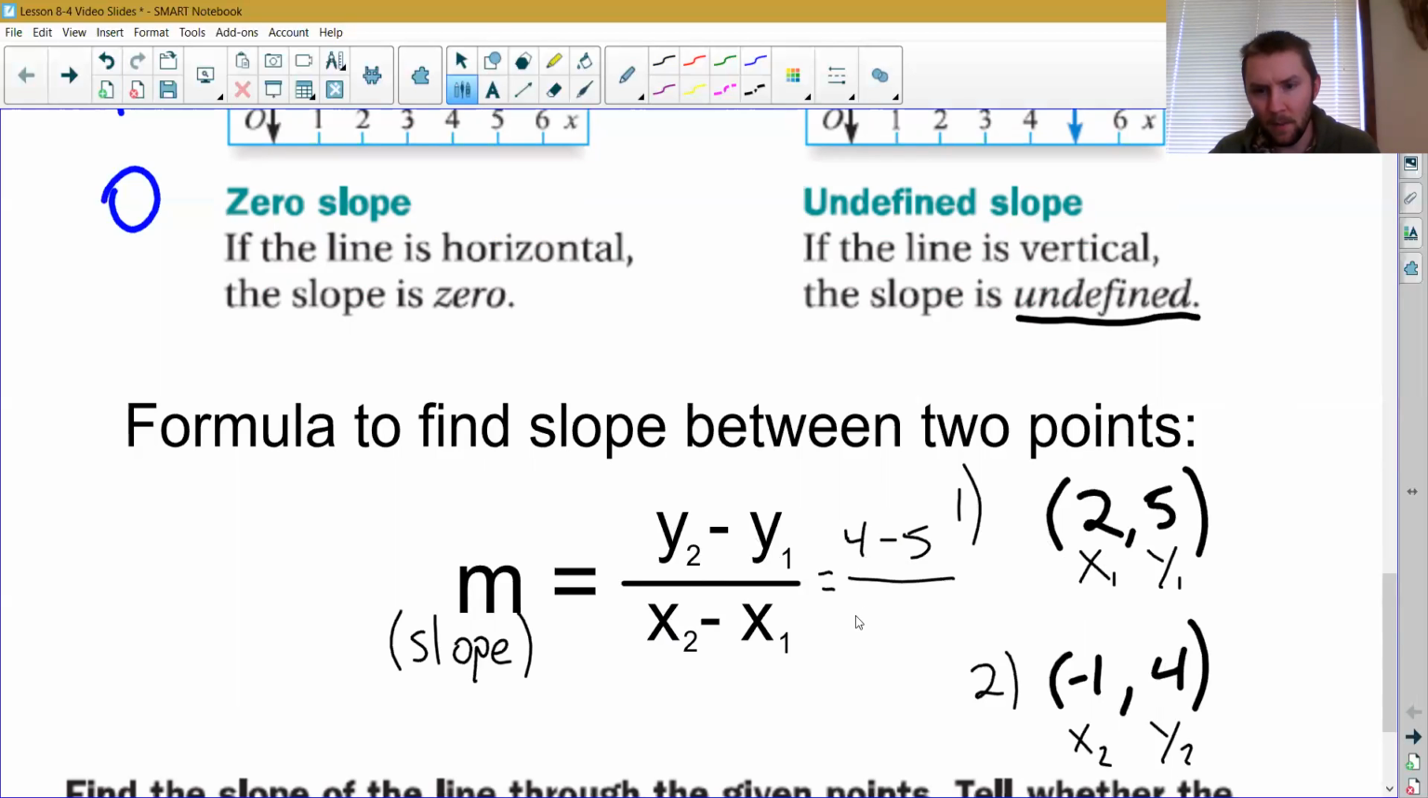And then on the bottom, -1 is the x2 and 2 is the x1. So I do these two subtractions. Now, it's really important, you guys, to make sure that you understand what's happening with your negative signs, okay? Because when we subtract numbers, oftentimes we get an answer that is negative.